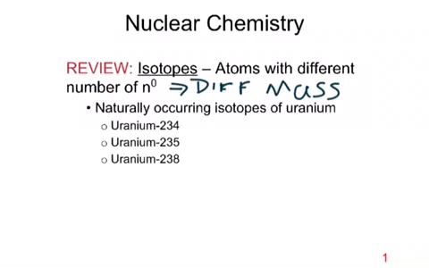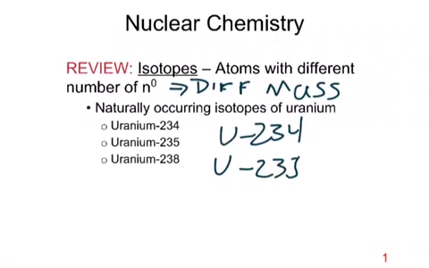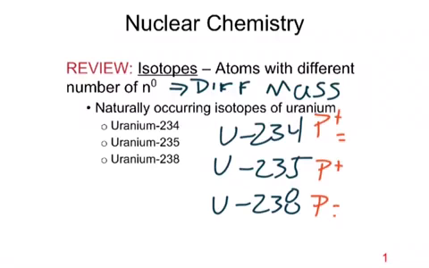If we take a look at three naturally occurring isotopes of uranium, we have uranium-234, uranium-235, and uranium-238. If you look at the periodic table, I want to make sure we understand and can tell how many protons each one has and how many neutrons. If we remember, the number of protons is told to us by the atomic number. Uranium has an atomic number of 92, which tells us that each one of these has 92 protons.